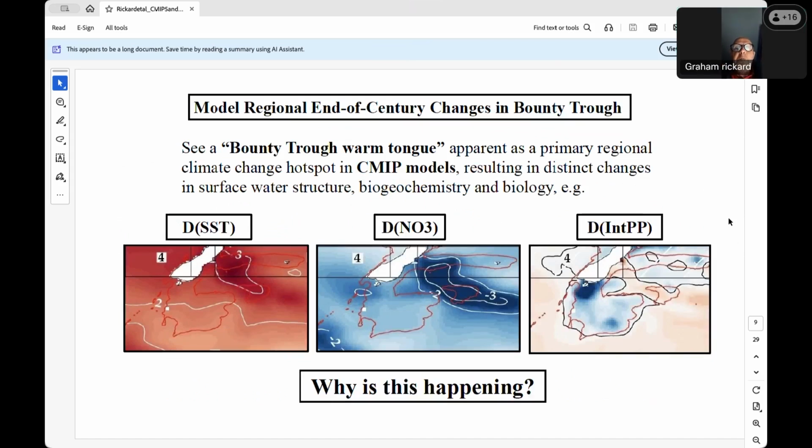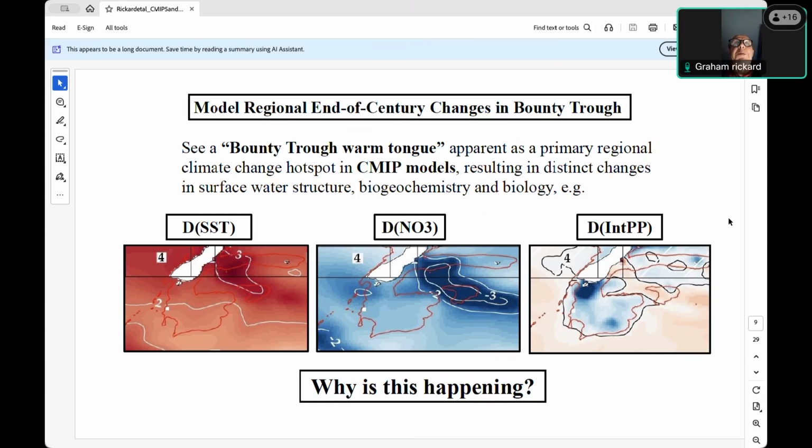So when we were doing this work, we'd updated this one from work in 2018. We found some quite specific features in Bounty Trough, and I've shown 3 examples here. What you can see is there's quite a specific tongue that seems to exist. You can see in the SST this tongue that sits on one side, and this is reflected in the changes in the surface nitrate. And you can see that this tongue also has a manifestation in terms of integrated primary production.